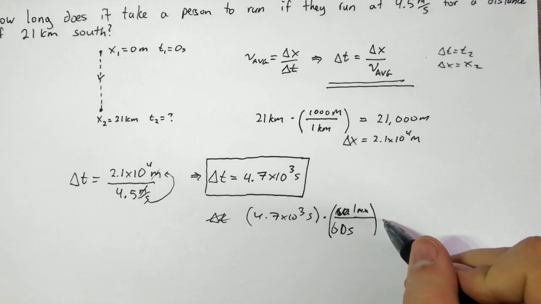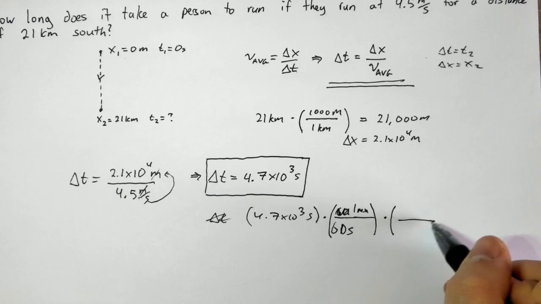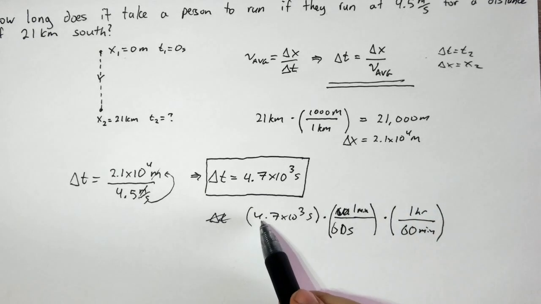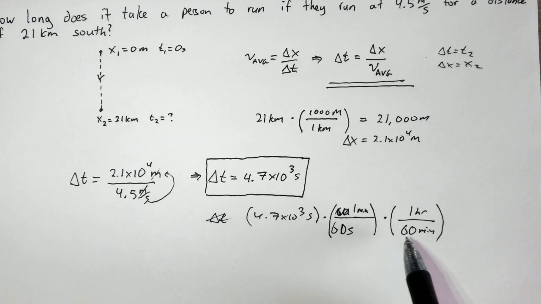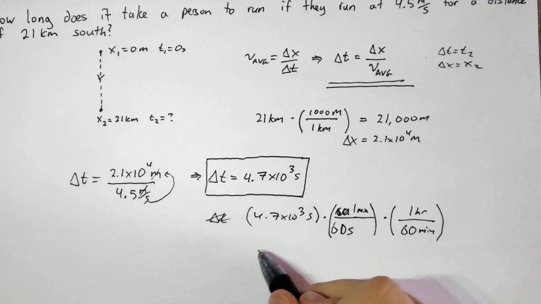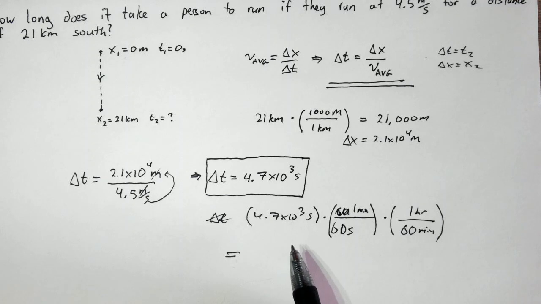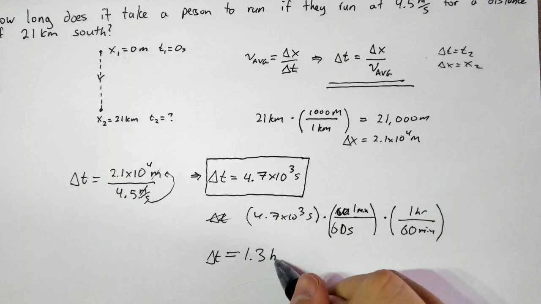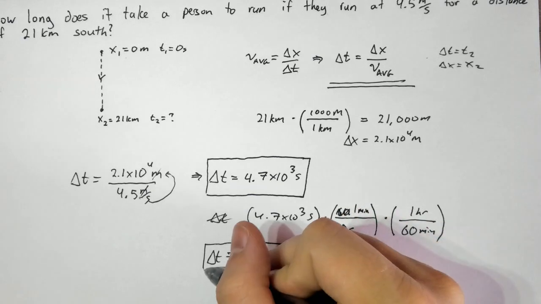Okay, now we do the same thing. How many minutes are in an hour? There's 60 minutes in 1 hour. So what we're doing is taking 4,700 divided by 60 divided by 60, or 60 times 60 in the denominator. And so what we really get is that delta t is equal to 1.3 hours, or just over an hour and 15 minutes.